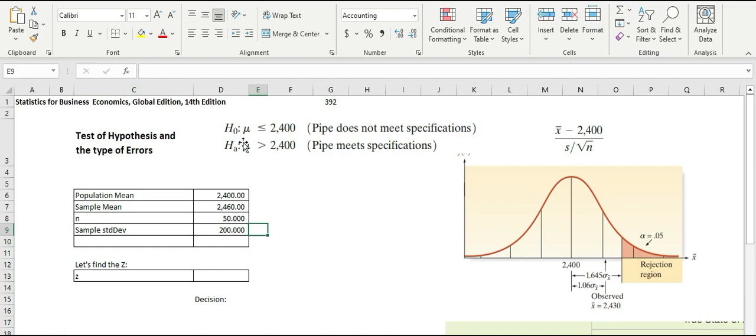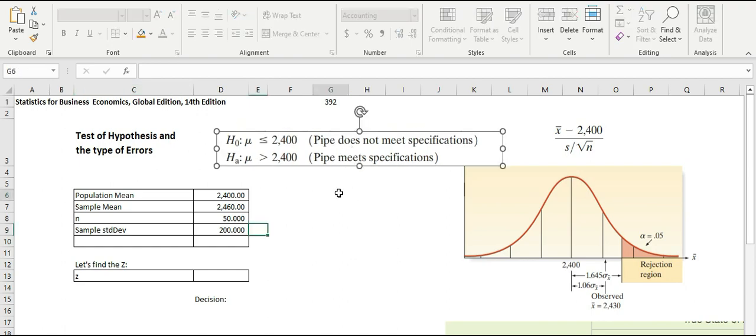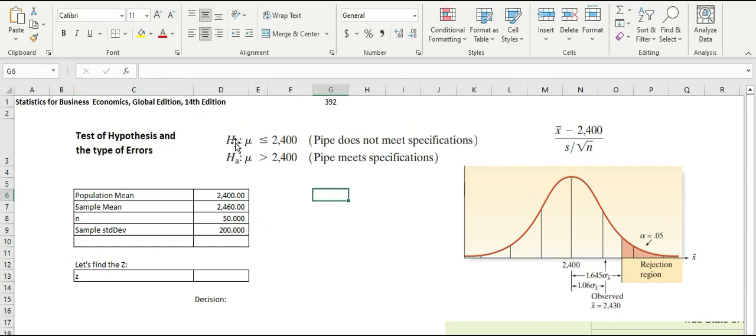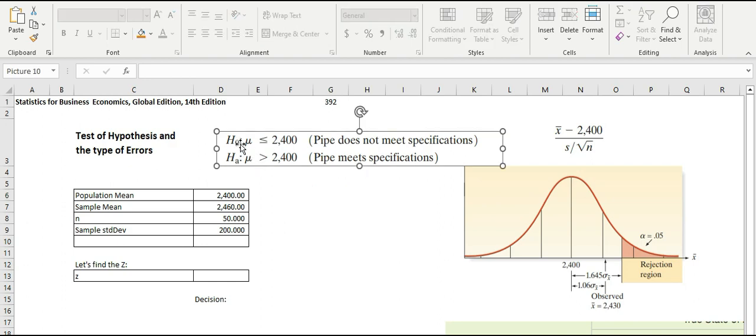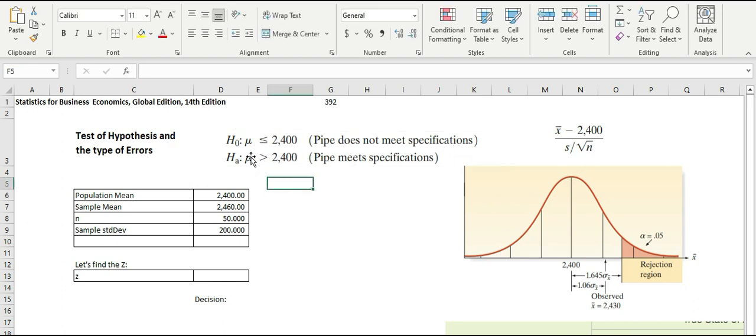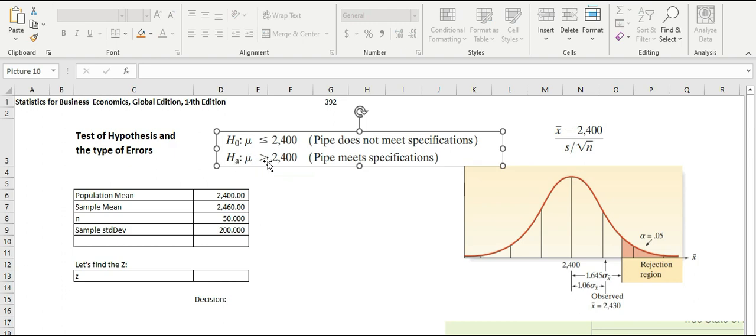The null hypothesis says that the mean is equal to or less than 2,400, and the alternative hypothesis is that the mean is greater than 2,400. The pipe does not meet specifications, and it meets specifications if it's more than the mean. So we will compute that.